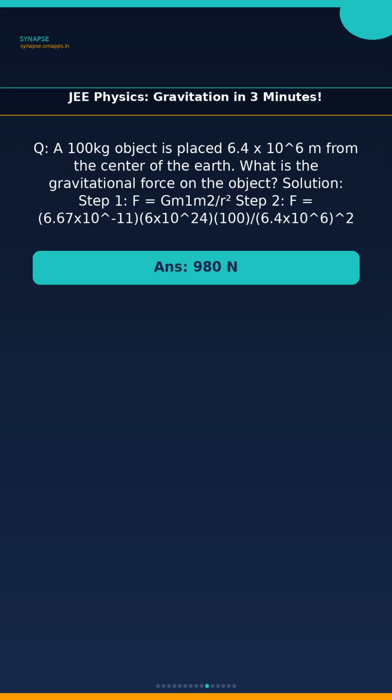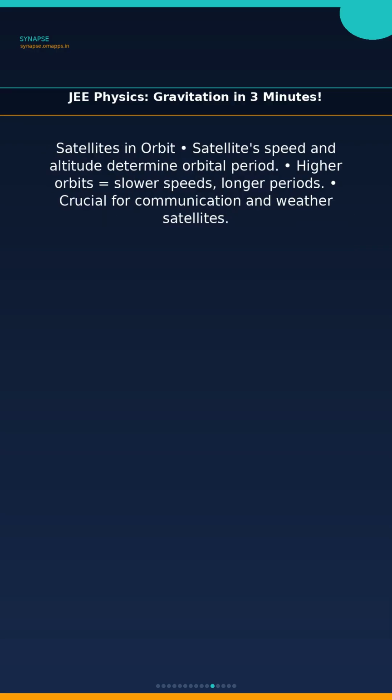Let's work through an example. If a 100 kilograms object is placed 6.4 times 10 to the 6 meters from the center of the Earth, the gravitational force is calculated using the formula mentioned earlier. Plug in the values and you'll find the answer is approximately 980 newtons. Always remember your units. Gravitation also explains how satellites stay in orbit.